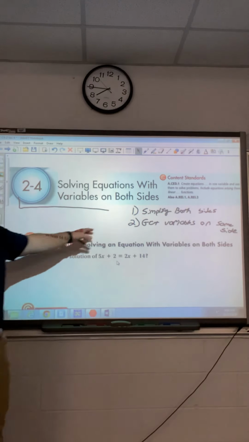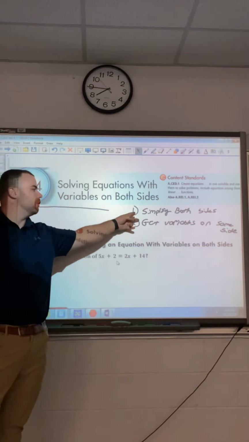And go ahead and write these 2 little things down right here for me while you're writing. Simplify both sides and get variables on the same side.